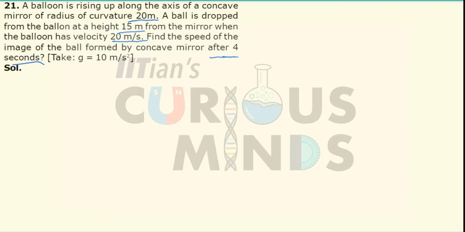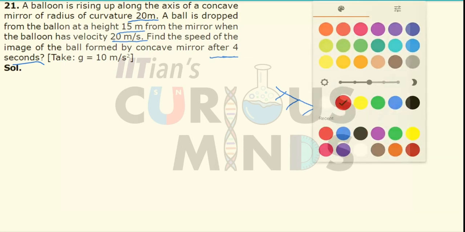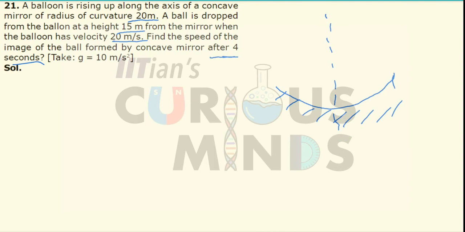Now first of all, consider this as a concave mirror placed at the bottom of a balloon, and exactly along the principal axis a body is dropped. Initially the body is situated at a distance of 15 meter from the balloon, and its initial velocity will be equal to 20 meter per second in the upward direction. How do I know that? Because it is given that the balloon is rising up. So let me find out its position and the velocity after 4 seconds.